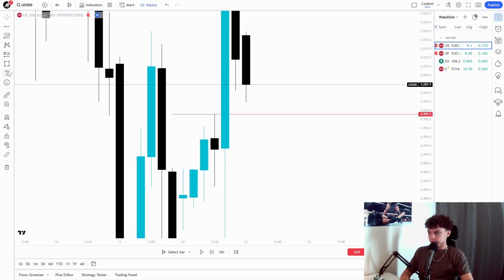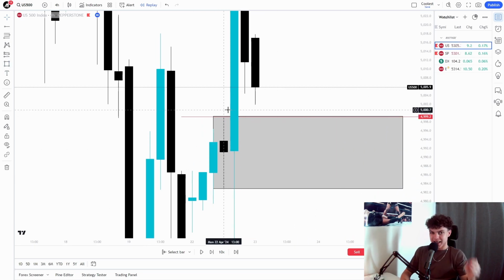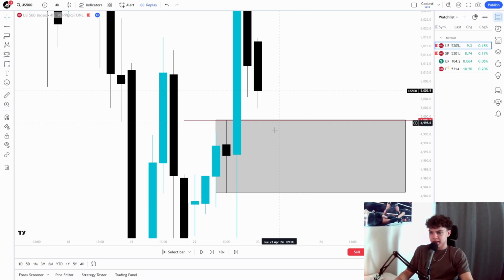Look. We have this order block. Why is it an order block? Because it's the last down candle after the breakout structure to the upside. It's that simple, guys. That is the order block.